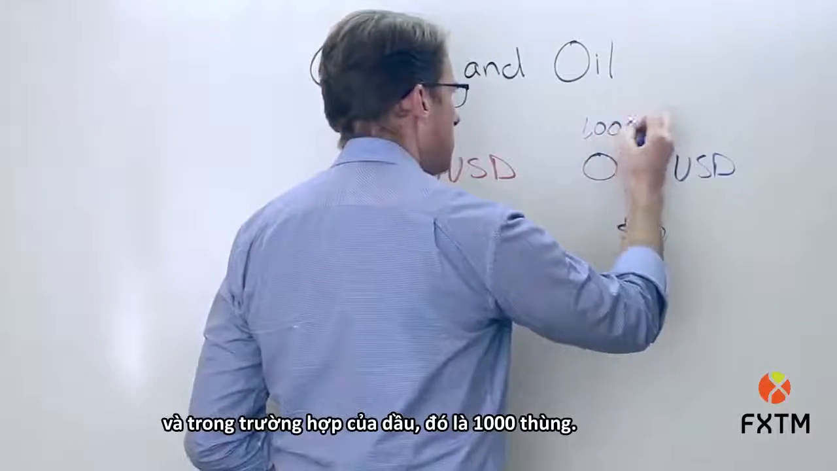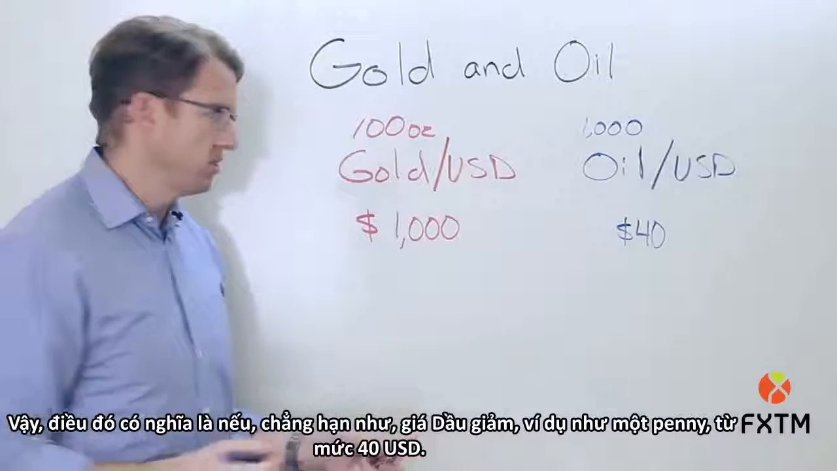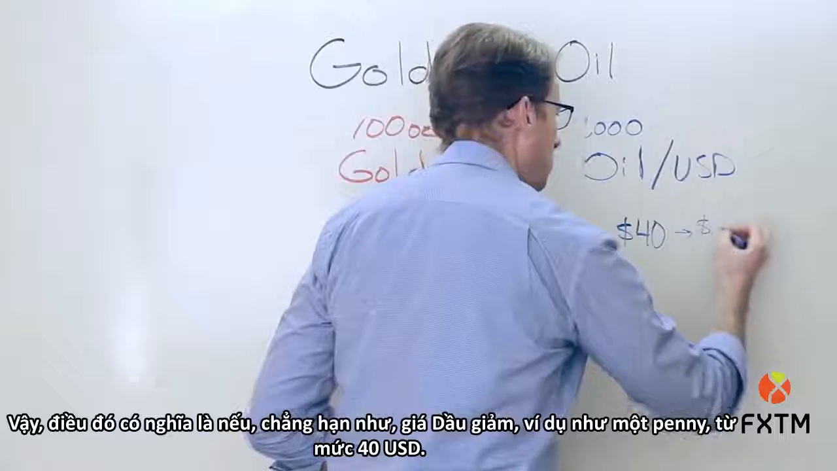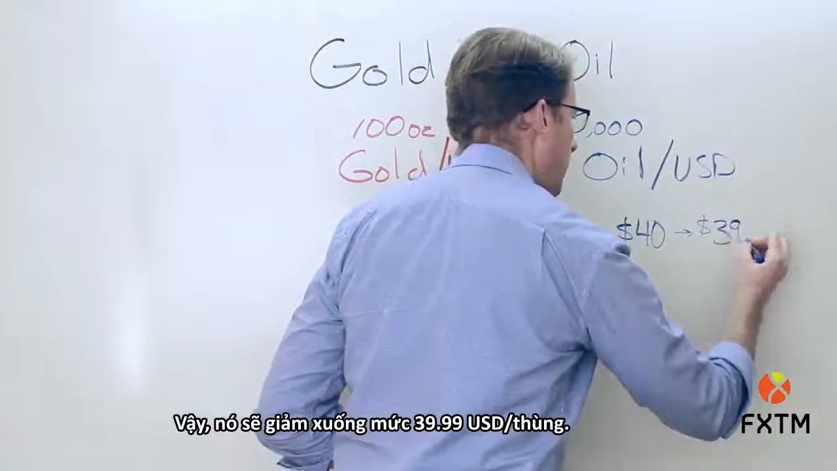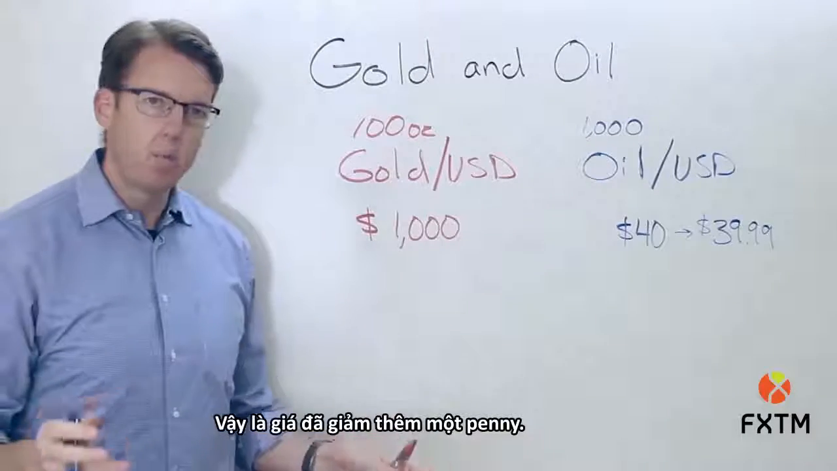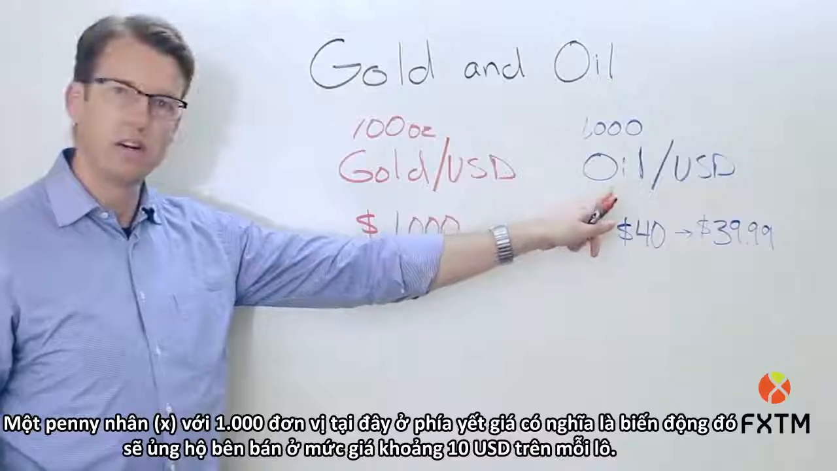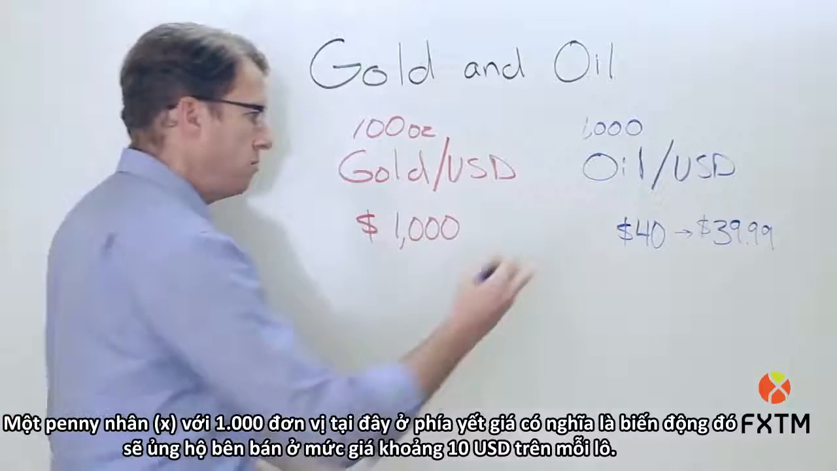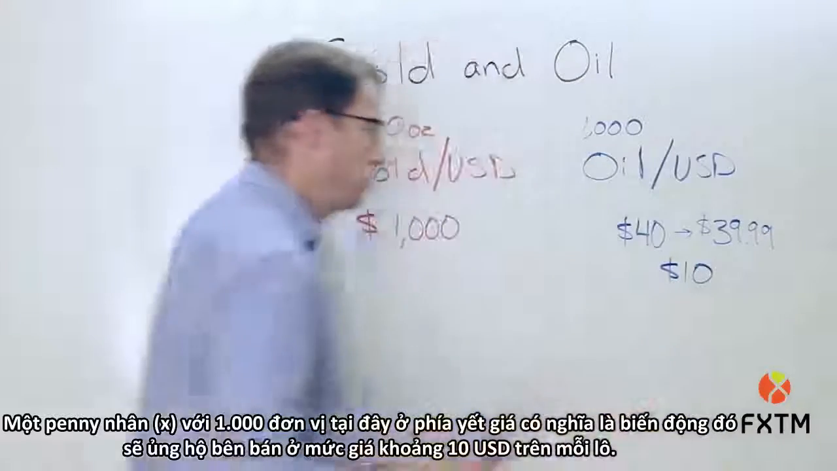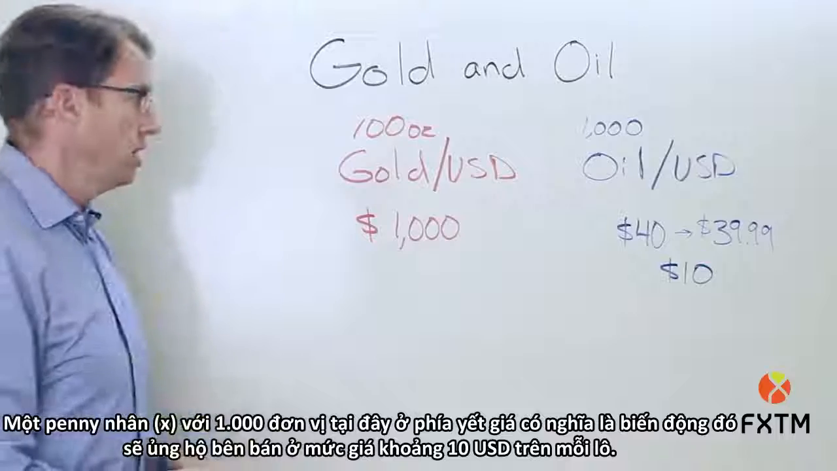and in the case of oil, it's 1,000 barrels. So what that means is that if oil were to go from $40 and just move 1 penny, so it's going to move to $39.99 a barrel, it dropped by 1 penny. Well, 1 penny times 1,000 units over here on the base side means that that move would be in favor of the short side to the tune of $10 per lot, or of course, adverse to the long side for $10.